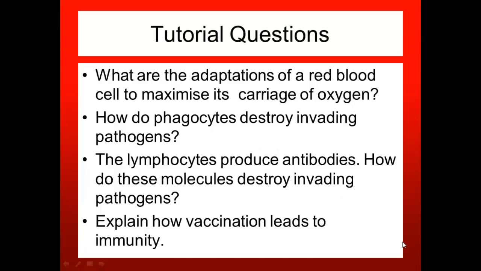So here are some tutorial questions. Do try to answer these. What are the adaptations of a red blood cell to maximize its carriage of oxygen? How do phagocytes destroy invading pathogens? The lymphocytes produce antibodies. How do these molecules destroy invading pathogens? And this one will probably take a little bit more detail to explain. Explain how vaccination leads to immunity. Thank you.